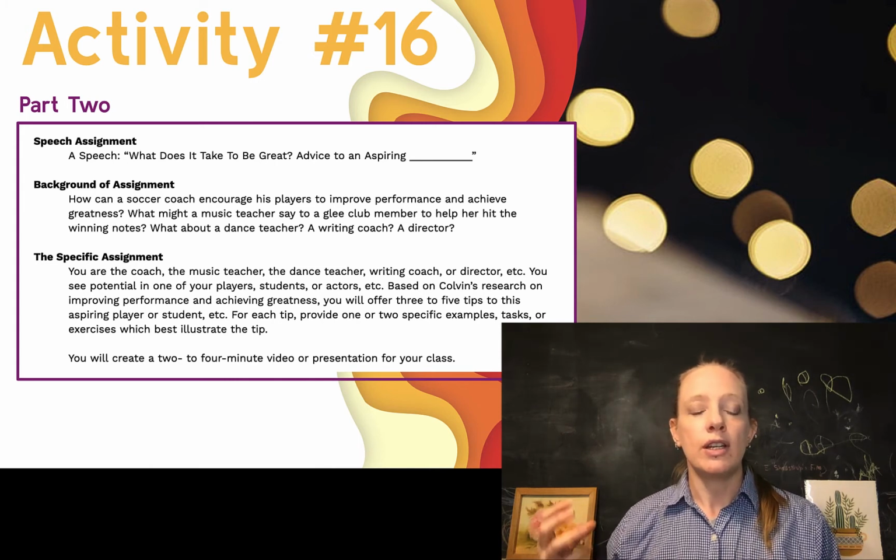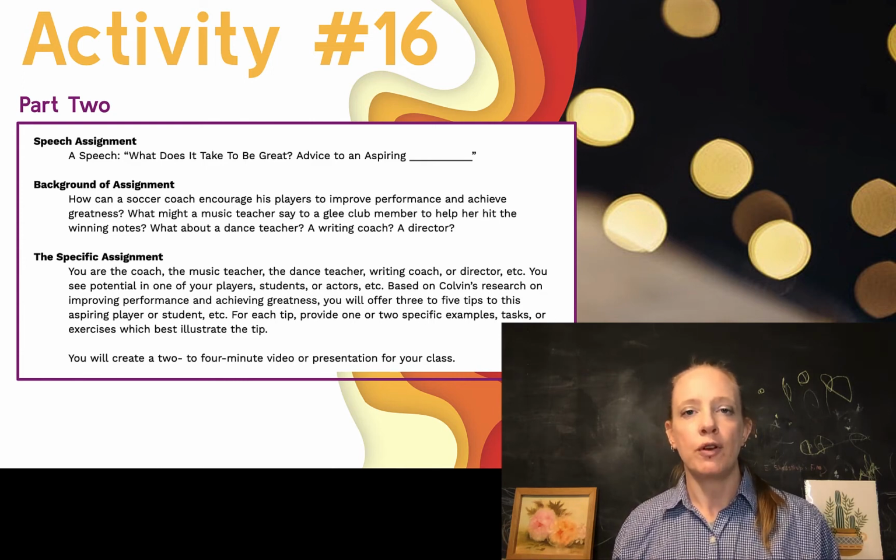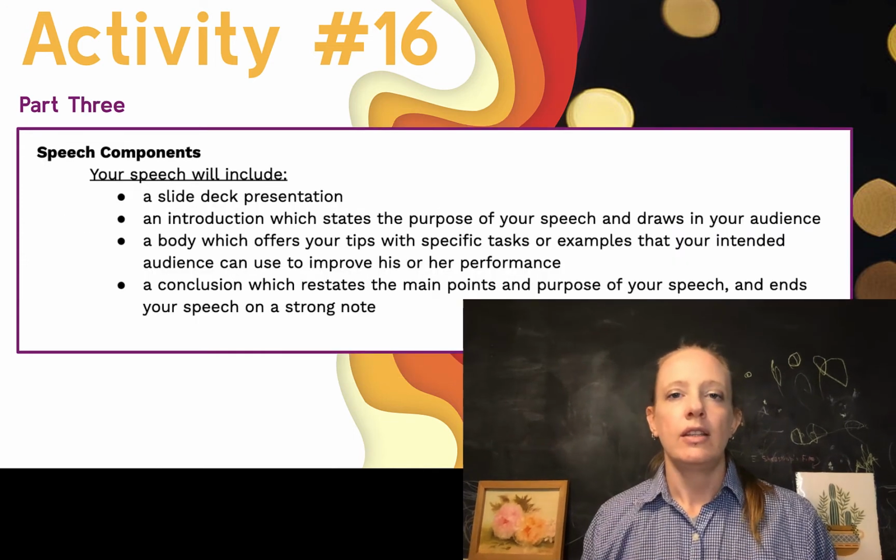So you are going to use the research from Colvin's article to give them 3 to 5 tips on how to improve their performance. For each one, you're going to give specific examples of what they can do and exercises or tasks that will best illustrate that. This is going to end up being a 2 to 4 minute presentation. You can also do a video instead if you would prefer to videotape it and then present that. That is also fine. You're going to include a slide deck, so it has to have slides with it.